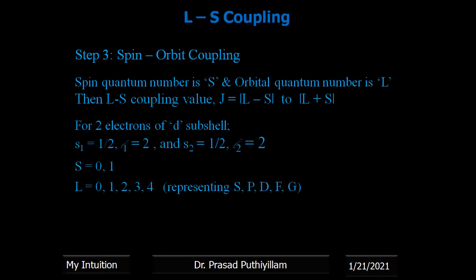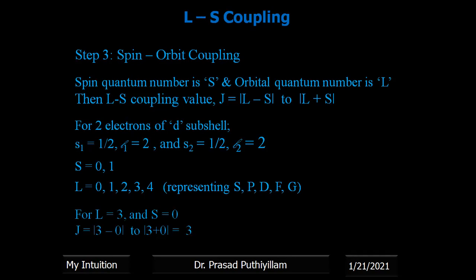And the orbit-orbit coupling values L are 0, 1, 2, 3, 4, which represent the states of S, P, D, F, and G. For L equal to 0 and S equal to 0, we get the J value as 0. That represents only S. For L equal to 0, S equal to 1, J value is 1. For L equal to 1 and S equal to 0, J value is 1. For L equal to 1, S equal to 1, the coupled value is 0, 1, 2. For L equal to 2, S equal to 0, the LS coupled value is 2. For L equal to 2, S equal to 1, the coupled values are 1, 2, 3.